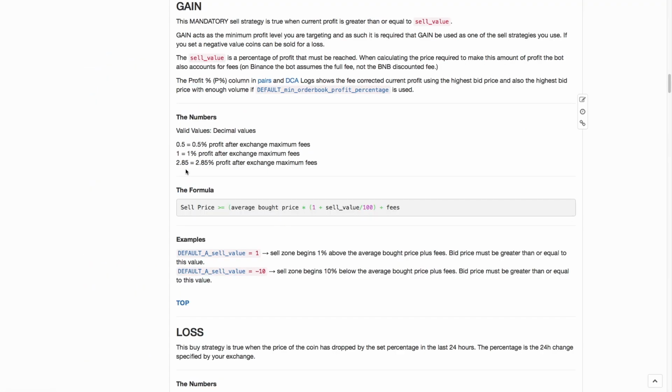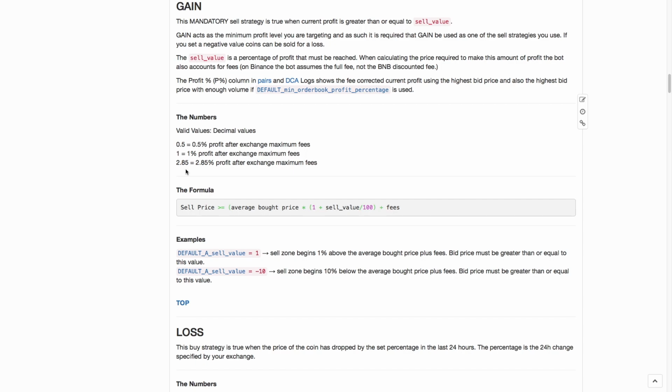Look at that. So looking at the gain strategy here, this is the only one that is actually mandatory out of all of the sell strategies. This is because this is the only way to actually declare what your minimum profit level you're targeting is. So if you're using other strategies, you have to use gain, but if you're using gain, it can be used by itself. There is no requirement to use gain in conjunction with other strategies unless you are using other strategies. So this one can be used on its own.